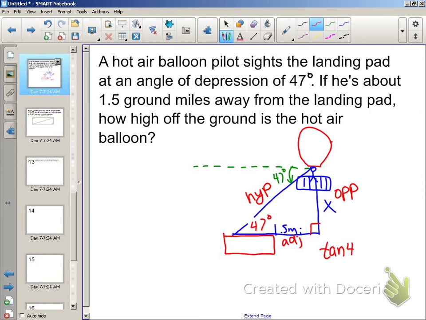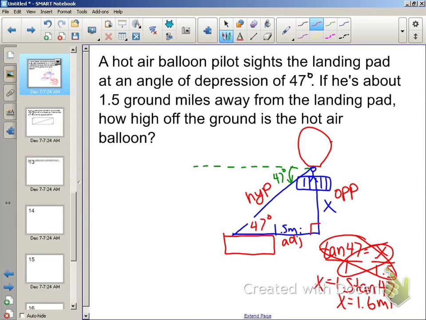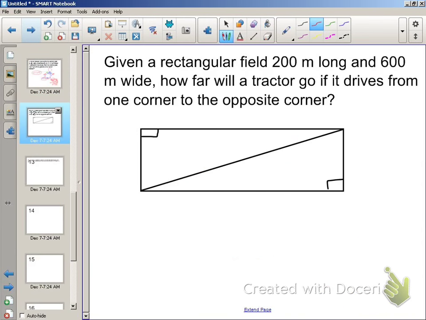So tangent 47 is equal to x over 1.5. Going to cross multiply. X equals 1.5 tangent 47. And that will give an answer of 1.6 miles. So x equals 1.6 miles. I'll put it over here. X equals 1.6 miles. All right, next problem.